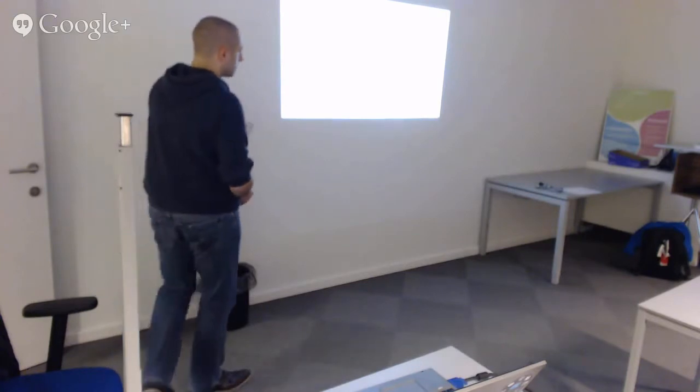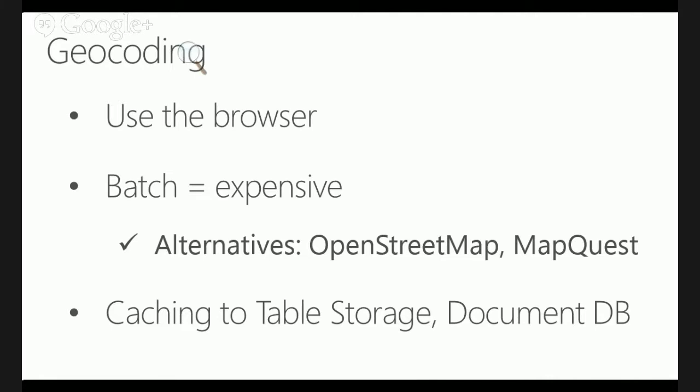But the cheapest way to do geocoding is by using the browser. So in the browser, you have the Google Maps API, of course. So when a customer signs up and he enters his address, you can simply do geocoding in the browser from his IP address and geocode that address to coordinates.